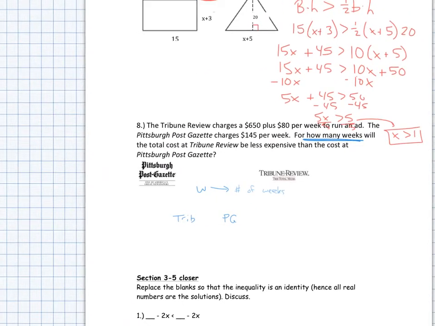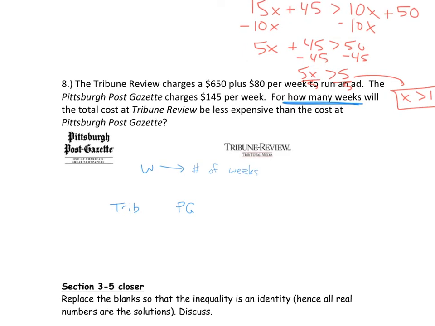Remember we talked about inequalities are comparisons. We want the Trib to be less expensive. That means less than. Trib is less than Post-Gazette. Could it be equal to? No, because then it wouldn't be cheaper.